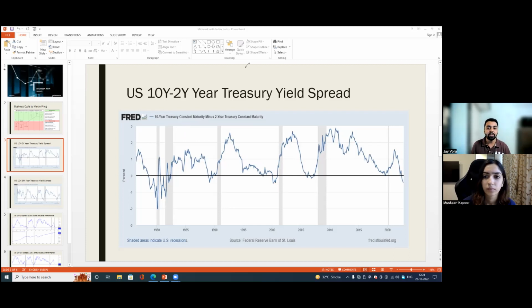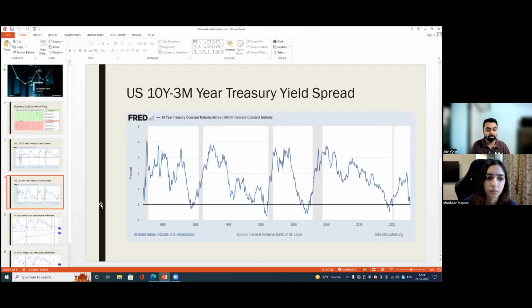But if you see the 3-month and 10-year, it actually happens sooner than the 2 and 10 year. So in this one, it is the 10 year and 3 months. So when the 10 years and 3 months invert, you can expect a recessionary phase to kick in within 6 to 12 months. Got it. Okay.